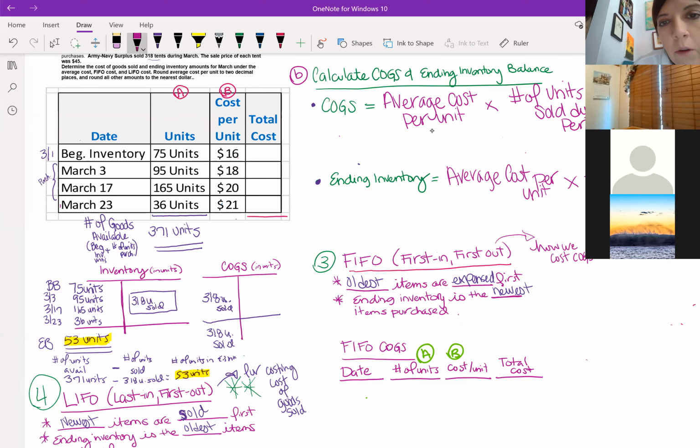Under each of the four methods that we're going through, you will always only expense 318 units sold. And you will always only include 53 units in your ending inventory balance. The value of cost of goods sold and the value of ending inventory will differ depending on the method that we're using.